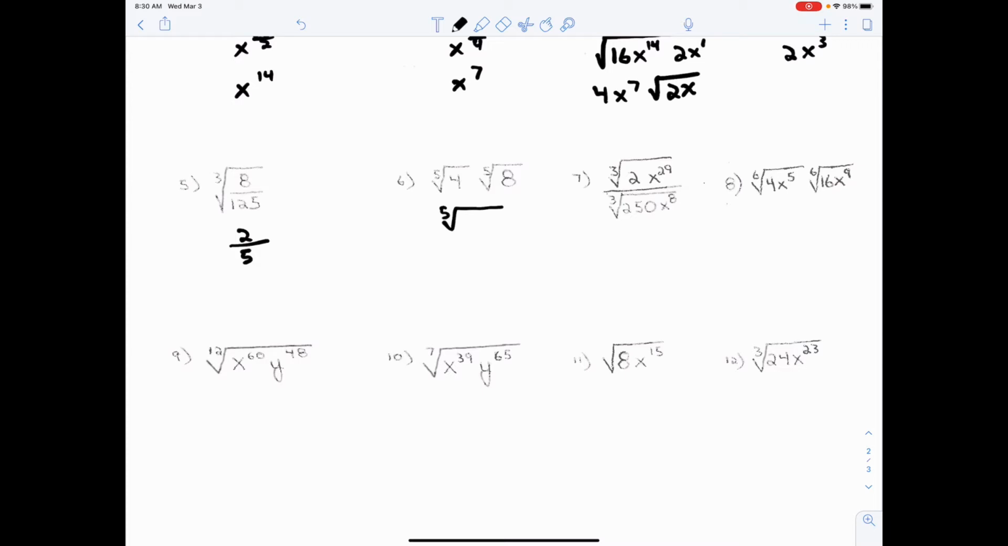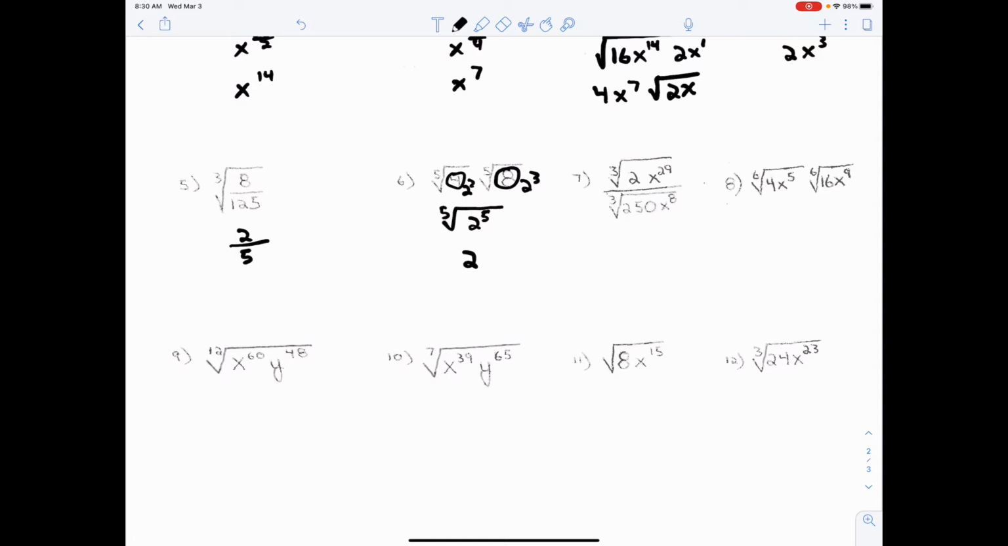But you know, better than writing a 32, it's better to think of this as 2 squared, and this is 2 to the 3rd. So 2 squared times 2 to the 3rd is 2 to the 5th, or 32, and the fifth root of 2 to the 5th is 2.